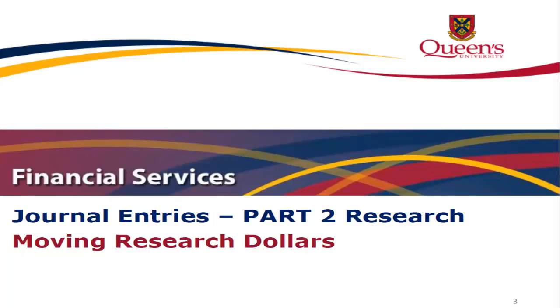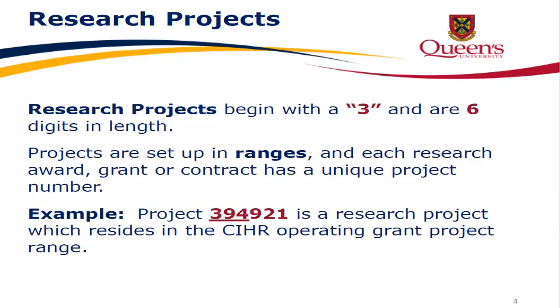613-533-2050. Welcome to Journal Entries Part 2: Research, Moving Research Dollars. All research projects begin with a 3 and are 6 digits in length. Projects are set up in ranges, and each research award, grant, or contract has a unique project number. For example, Project 394921 is a research project which resides in the CIHR Operating Grant project range.